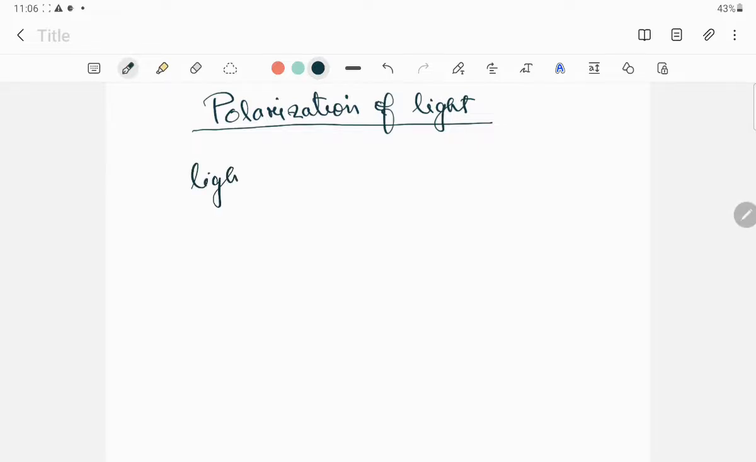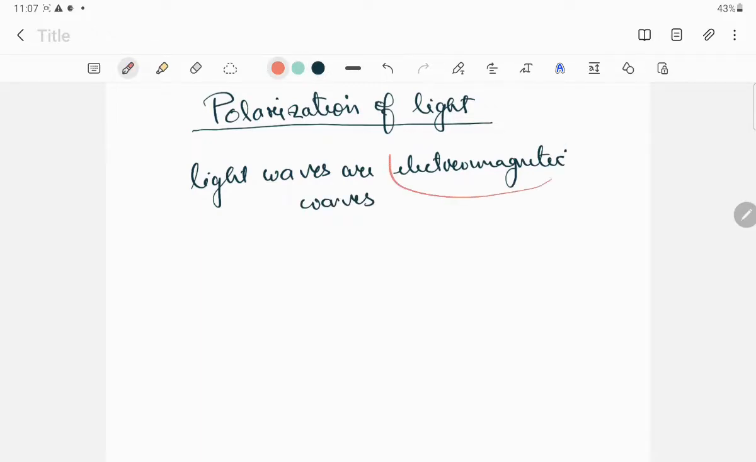So, light waves are electromagnetic waves. Whenever we say the word electromagnetic, it always means it comes with an electric field and a magnetic field. They are made out of electric field and magnetic field, both being perpendicular to each other. So the orientation of electric field and magnetic field is always at an angle of 90 degrees.